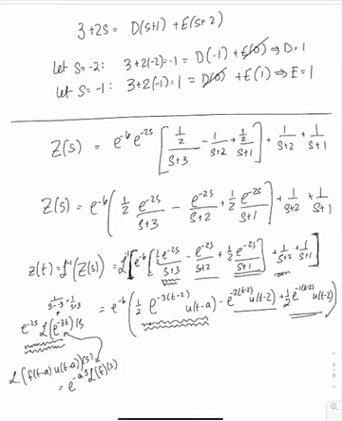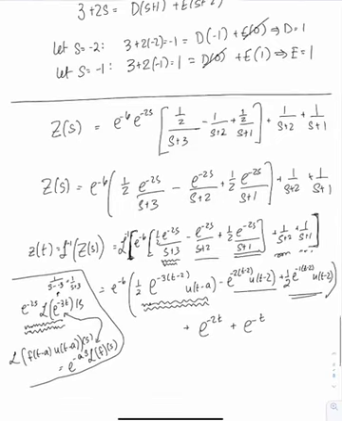Okay, these guys are easy. What is 1 over s minus 2? What's the inverse Laplace of that? It is e to the minus 2t. Okay, what's the inverse Laplace of 1 over s plus 1? It is e to the minus t. Okay, so there you go.